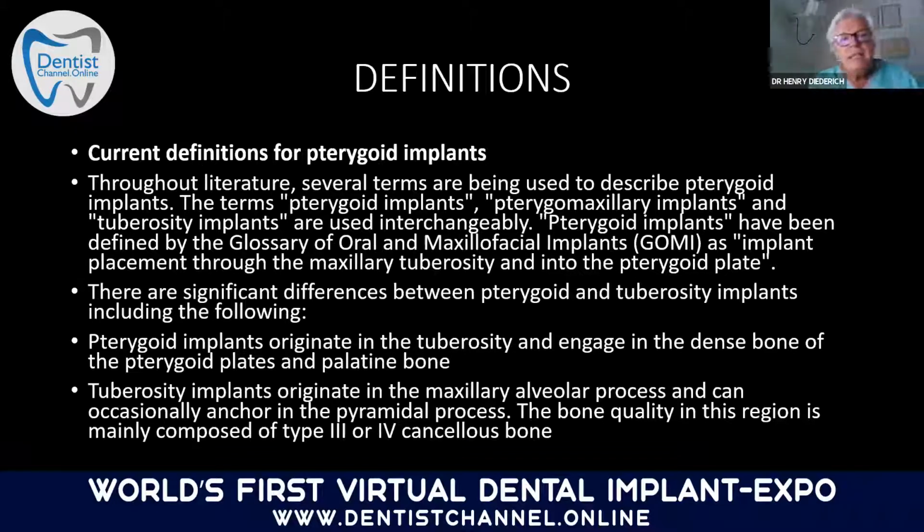And there are significant differences between pterygoid and tuberosity implants, including the following. Pterygoid implants originate in the tuberosity and engage in the dense bone of the pterygoid plates and palatine bone. And the tuberosity implants originate in the maxillar alveolar process and can occasionally anchor in the pyramidal process. So the bone quality in this region is mainly composed of type 3 or 4 cancellous bone.